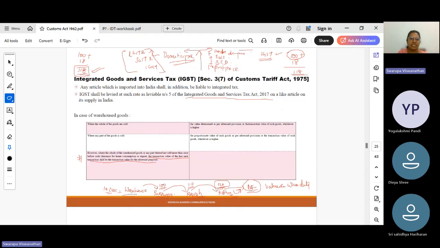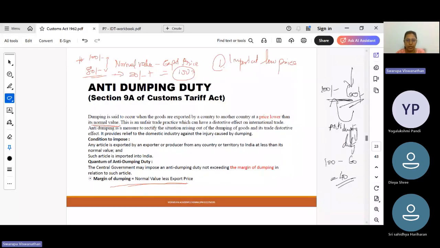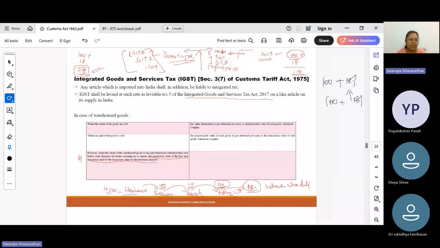Then we have IGST. IGST is Integrated Goods and Services Tax. This we know. IGST will be applicable because when the goods are being sold into the domestic market, the domestic products are subject to GST. So the imported products also should be subject to GST. The domestic product will be sold as 100 plus 18% GST. Now the imported product's price is only 100 after charging customs duty. Now we need to again equalize and bring it to 18% GST. So IGST will be leviable on the imported goods as well.